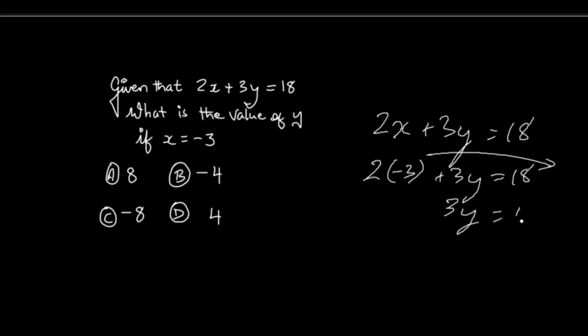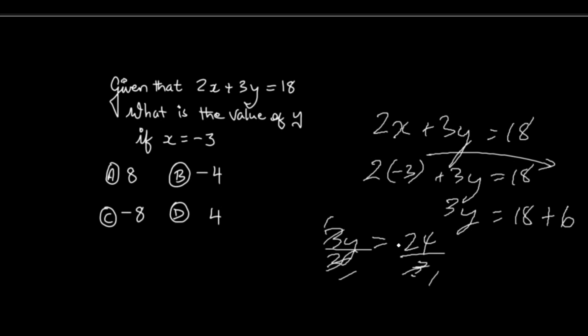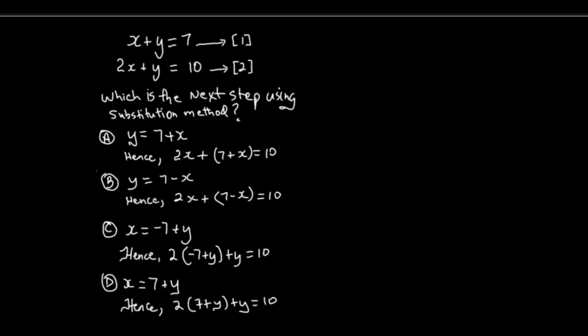So 3y equals 18 plus 6, which is going to be 24, correct? Remember, 6 threes are 18, and when you add another 6, 6 fours are 24. Now we want to divide both sides by 3. 3 into 3 goes once, and 3 into 24 goes 8 times. So we have y equals 8. It's very important that you know your times table as well. It makes a lot of difference.